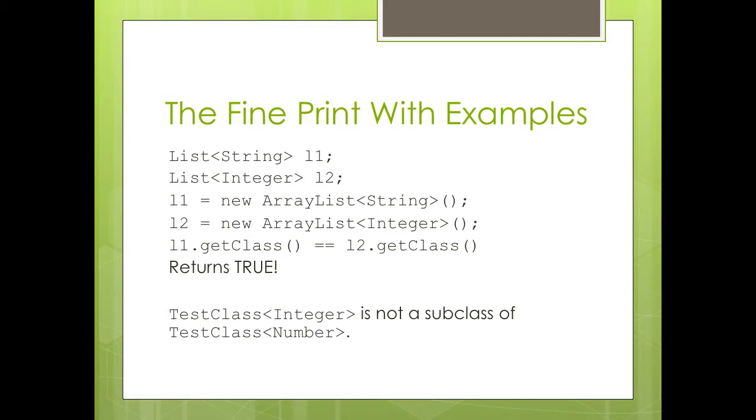There are some details you need to be aware of. In this sample of code you see here, the final line returns true even though you wouldn't expect it to. That's because all generic classes have the same runtime class. So getClass between two generics, even of different types, will return true. Relationships are also different for generic classes. As you see here, testClassInteger is not a subclass of testClassNumber, even though Integer is a subclass of Number.